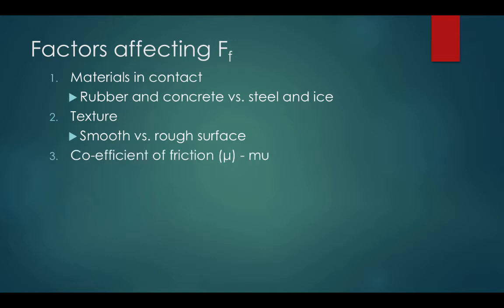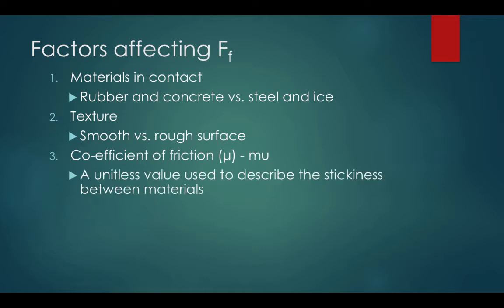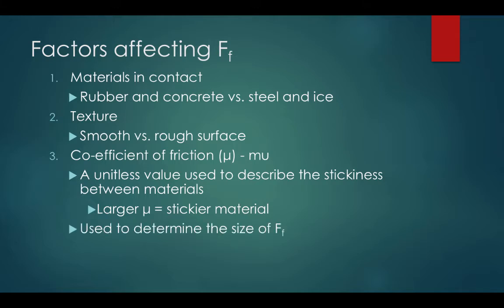The coefficient of friction, which is denoted by the symbol mu, sort of looks like a backwards U. It's a unitless value used to describe the stickiness between two types of material. A larger coefficient of friction means the interaction between the materials is stickier. It's used to calculate the size of friction force.